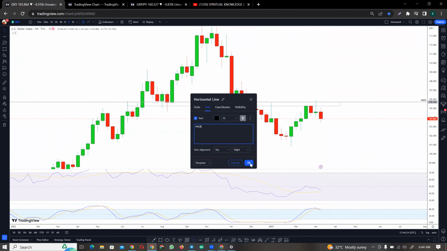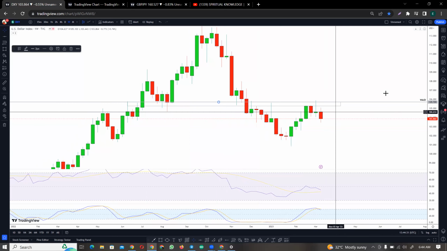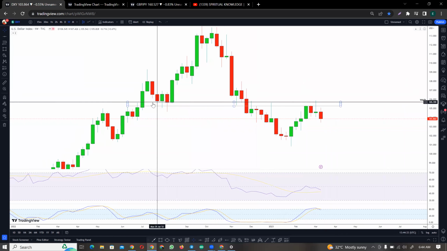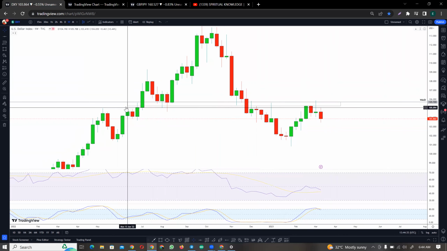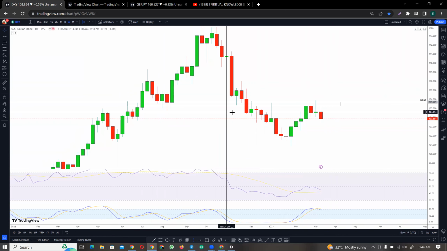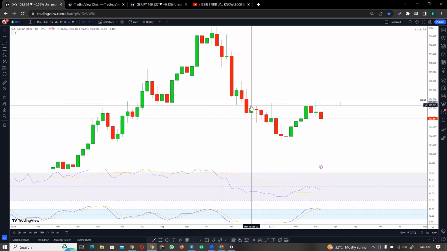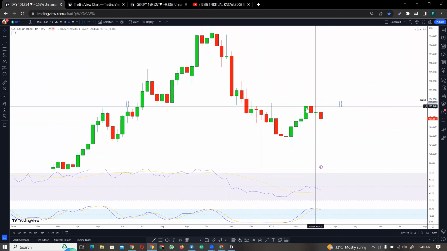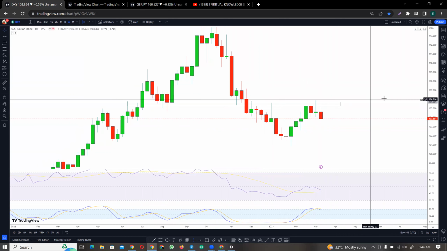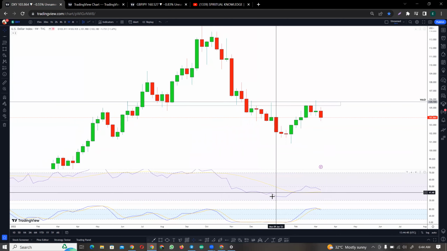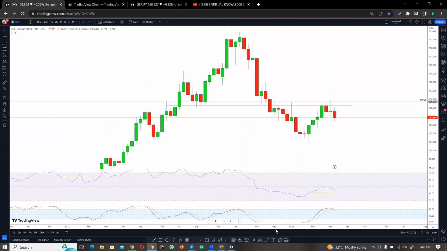Okay. So I will call this place my area of interest. I call this place a zone because I have a resistance and I have a support. So this place is an area of supply. I will call it a supply zone.